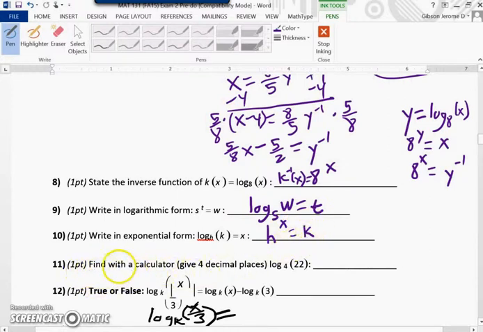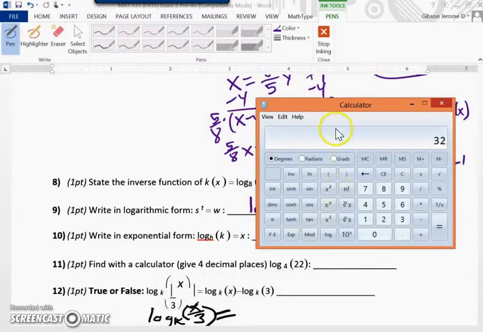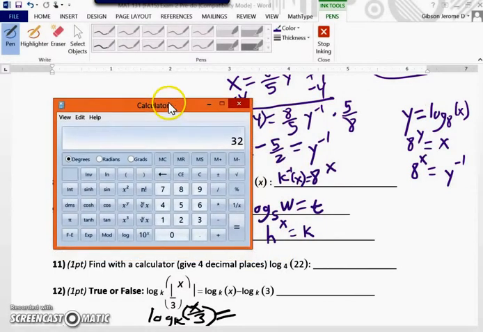Now we come to 11. Find with the calculator, give 4 decimal places. Log base 4 of 22. Now I'm not sure if this calculator has a log on it or not. It does. Okay.